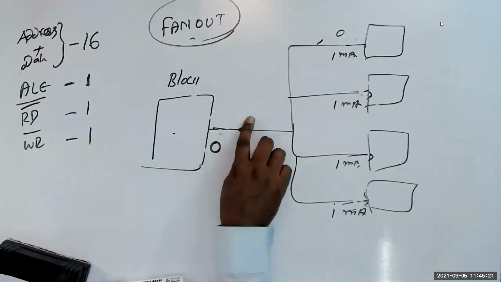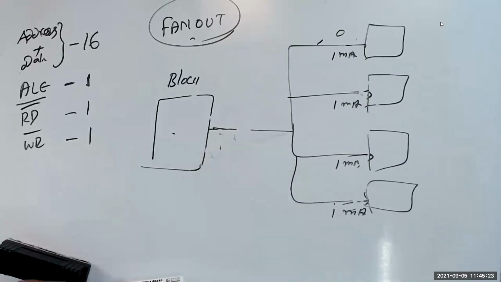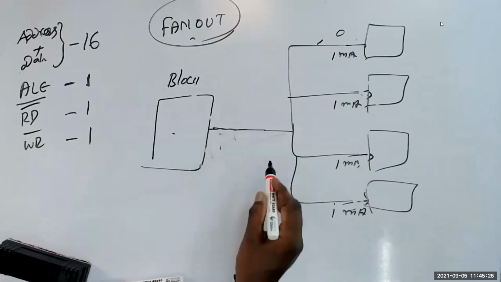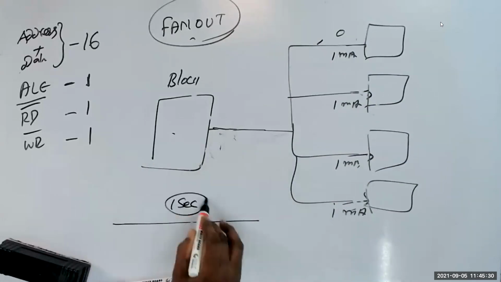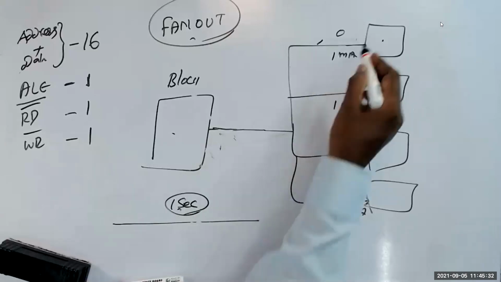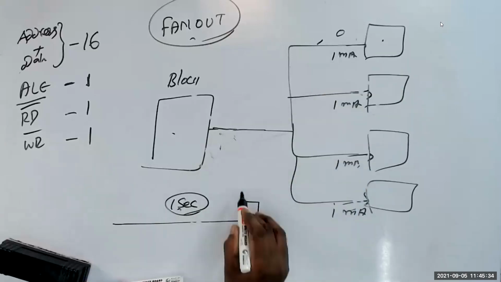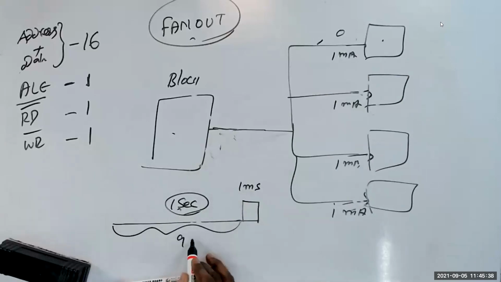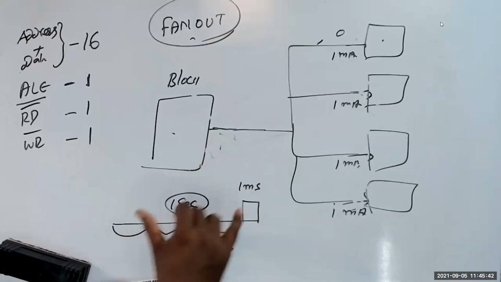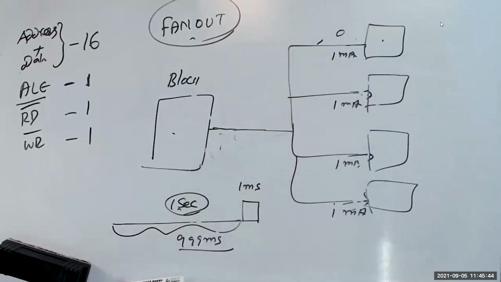So what they have done is, let us say that out of 1 second, I write to this device only for one millisecond. For the remaining 999 milliseconds, I'm idle. I'm not doing anything with these chips, right? I'm not doing any write.